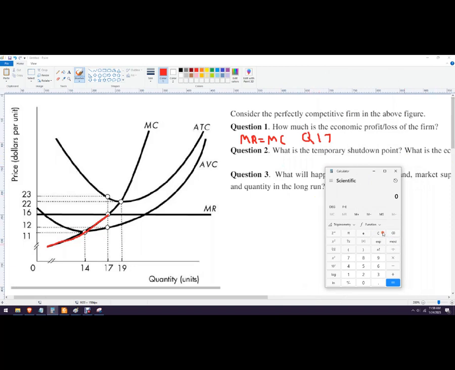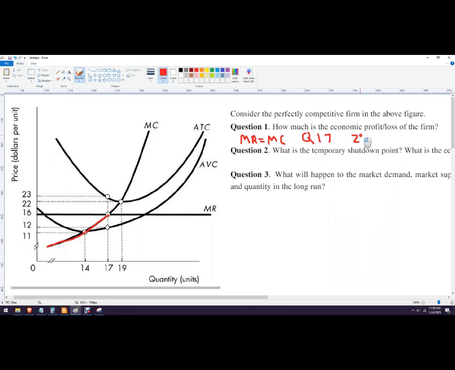17 times the price that we're going to sell it at is 16. So our total revenue is 272. And then how much does it cost us to produce that? So we're going to follow that quantity to where the average total cost curve is. In this case, it goes up. So that's going to be up at 23.